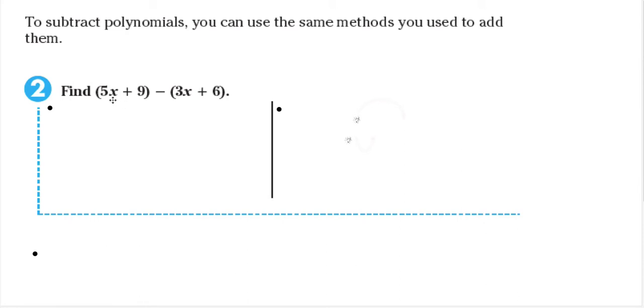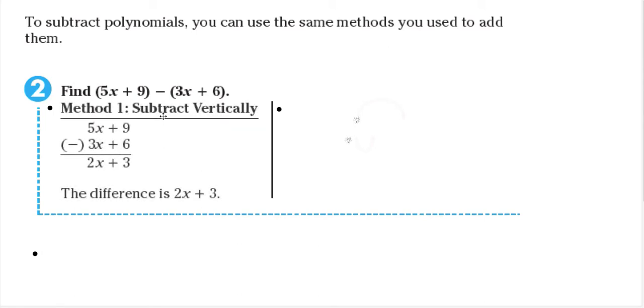Let's say we want to find 5x plus 9 minus 3x plus 6. Method 1: we subtract vertically. So 5x plus 9 minus 3x plus 6. You subtract 3x from 5x, you end up with 2x. Then you subtract 6 from 9, you end up with 3. So the difference is 2x plus 3.